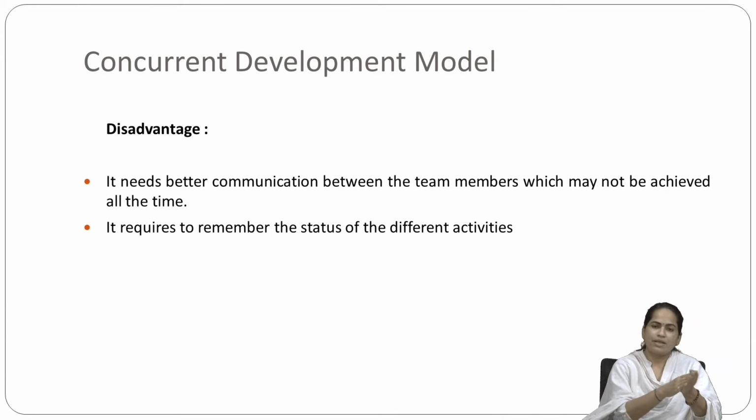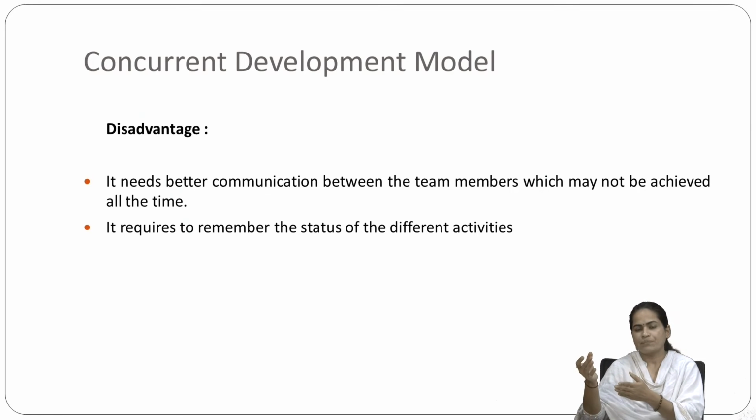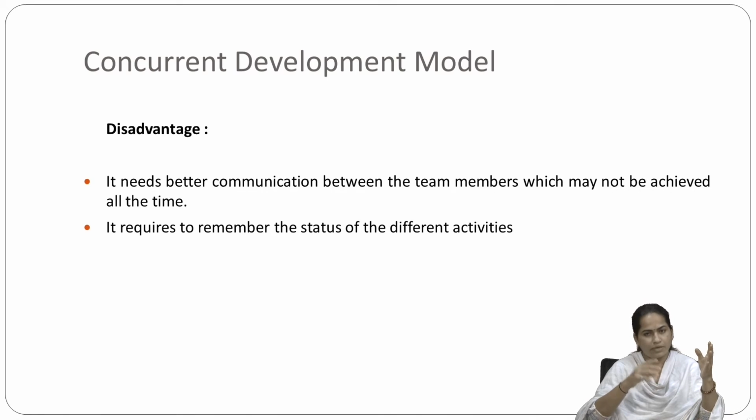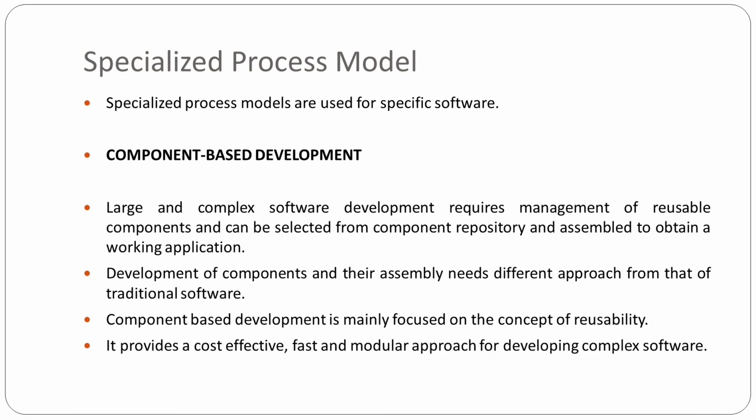One team is working, another team is working, but they are not communicating with each other. Then team 1 will not be able to know what team 2 is doing, and suppose team 2 is dependent on the work of team 1. It may happen in software that you may have dependencies upon the functions or the task. So proper communication is required. It requires remembering the status of different activities.